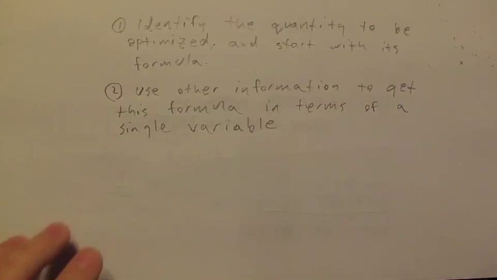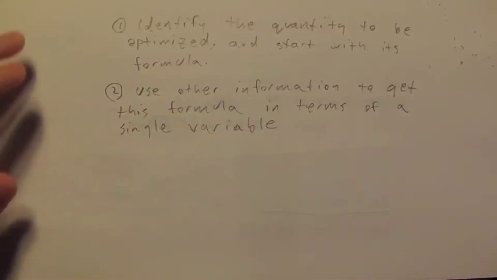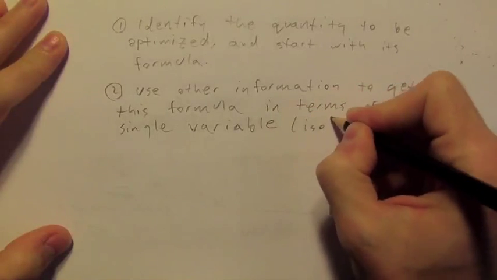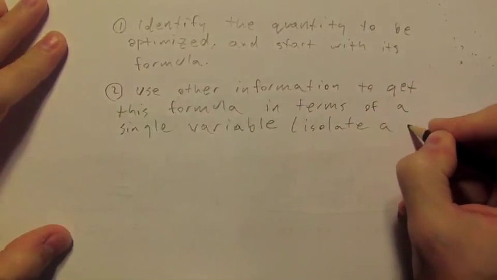So you've got to get that formula in terms of a single variable, and I say use other information because you'll be given other information about something else, either the perimeter or surface area or whatever. You're given some other information, and you need to take it and solve for one of the variables, right? You want to isolate the variables. So this is also known as isolate a variable.